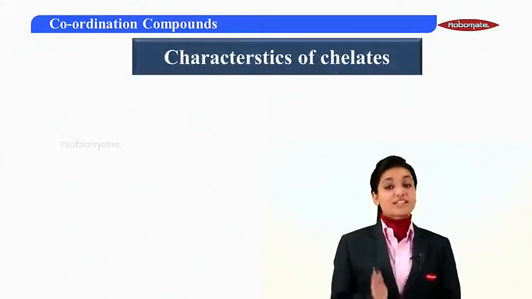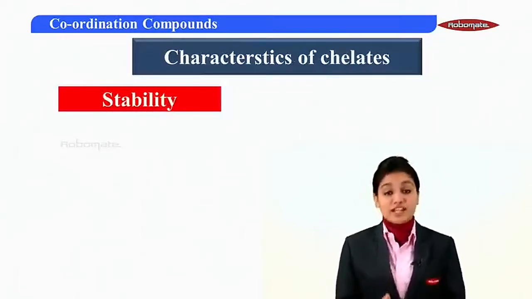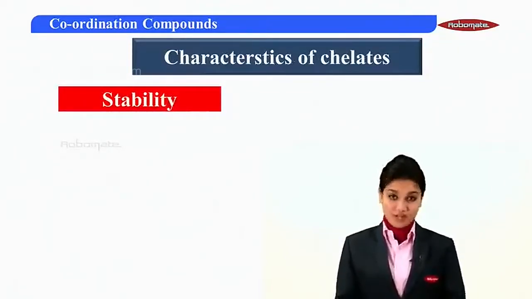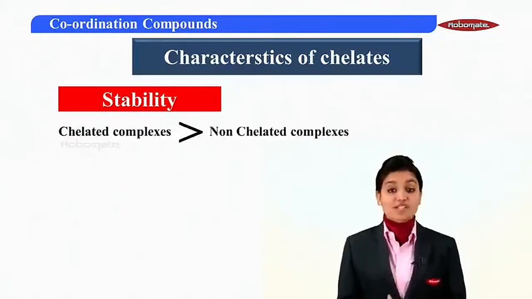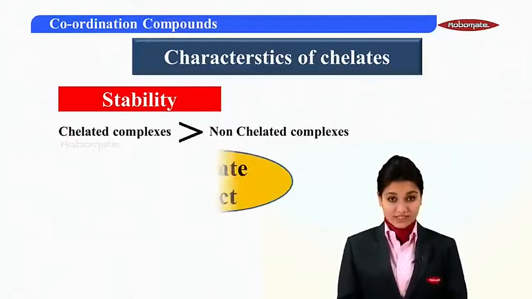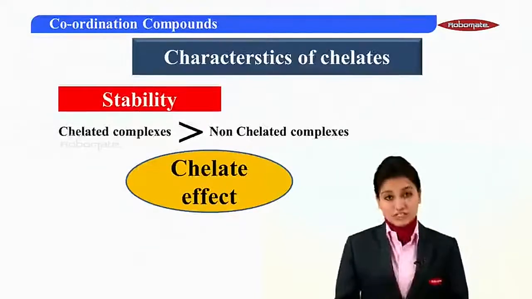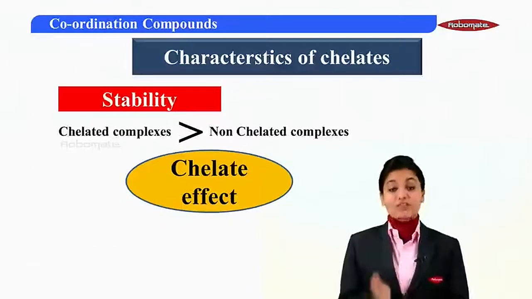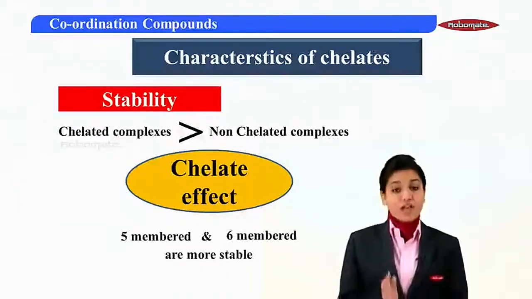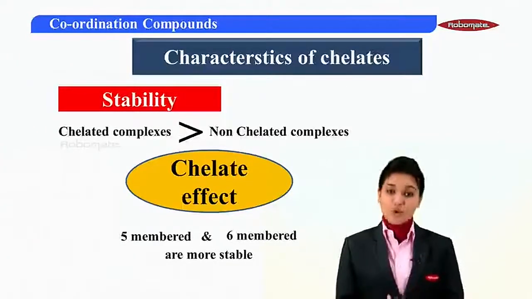Let us look at the characteristics of chelates. Very important: chelates define the stability of a coordination compound. Chelated complexes are always more stable than non-chelated complexes. This is called the chelate effect. What is the chelate effect? Whenever you take coordination compounds, the ones which form chelates are more stable than the ones which do not. And also the 5-membered and the 6-membered chelates are more stable in nature.